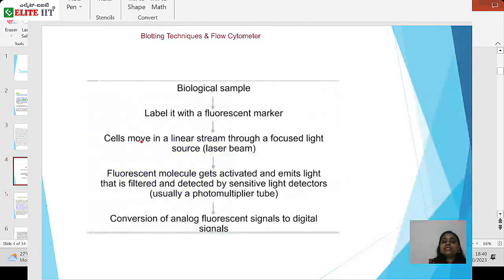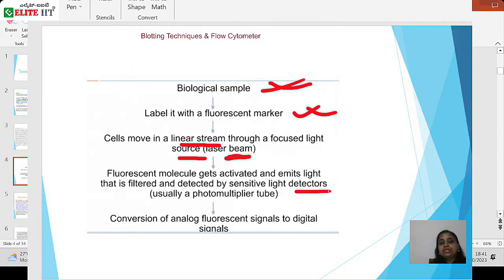Okay, so in the next step, what are the actual steps involved here? Biological sample preparation. Now label it with a fluorescent marker. Then cells move in a linear stream. As I told you, the key in the flow cytometer is that a linear stream will be there and single cells should be there. Cells move in a linear stream through a focused light source. The light source is the laser beam. Okay, and now the fluorescent molecule gets activated and emits light that is filtered and detected by sensitive light detectors.